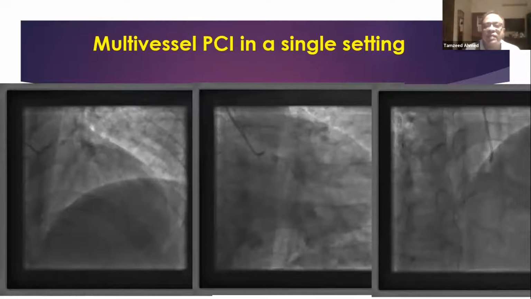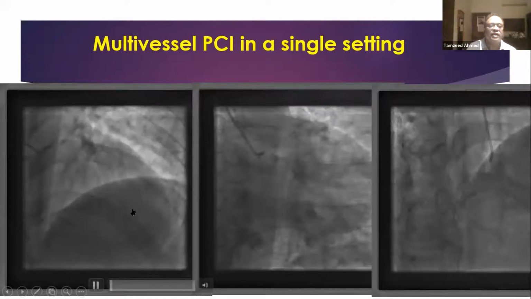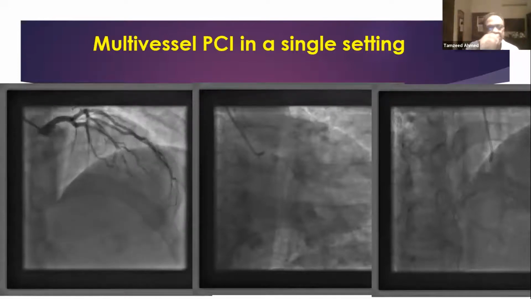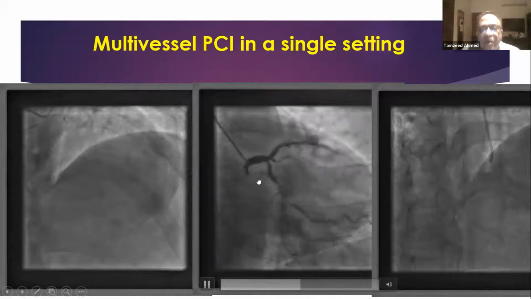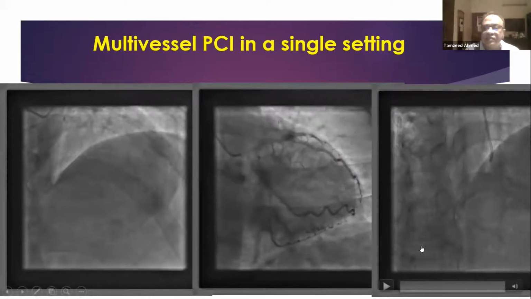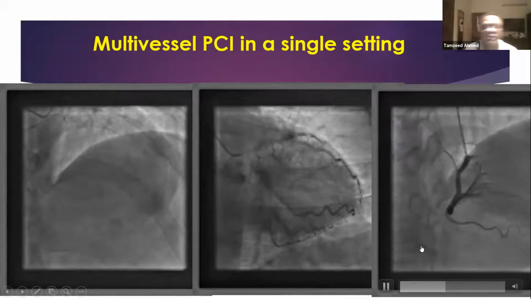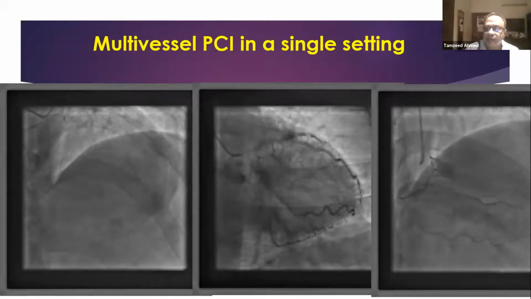Multivessel PCI in a single patient with multiple stenoses in different coronary arteries. Like in the LAD, this patient had a long distal LAD lesion, subtotal occlusion, and also circumflex obtuse marginal bifurcation lesions, and also distal PDA lesions. I can visualize them. And now what stent did I use? In this LAD, it was a long lesion to cover. So I had to use a long stent, like 48 millimeter. It was a Synergy stent I used from here to there. It's a long 48 millimeter stent. And post-dilatation, of course.